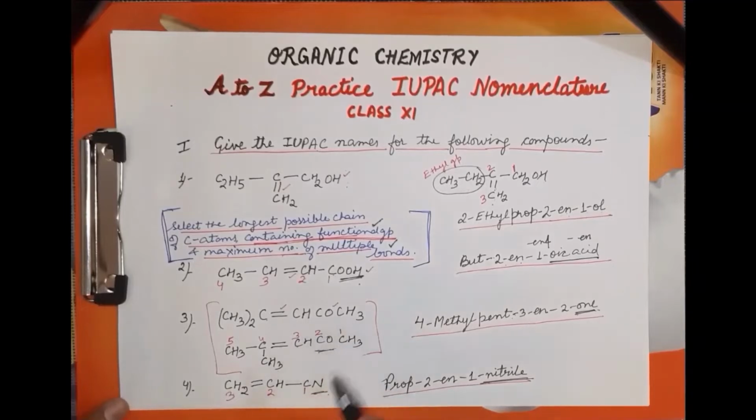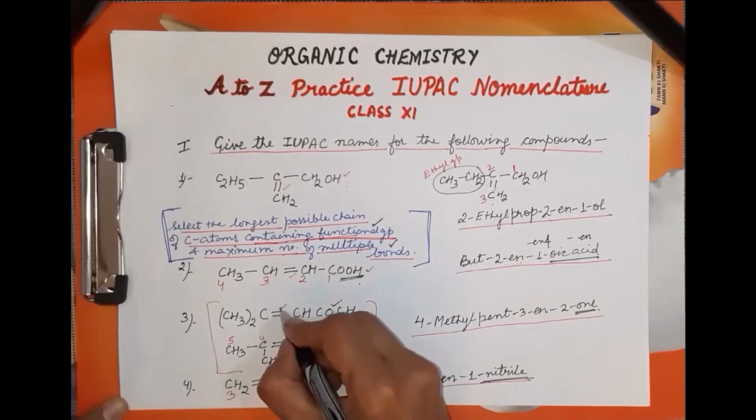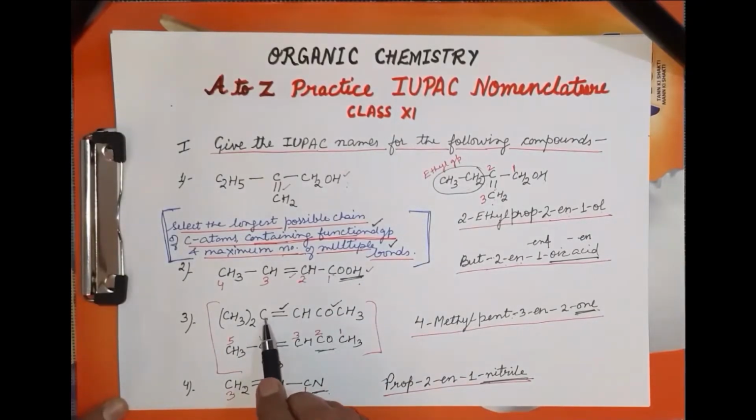Then the next example. It has this ketonic functional group and this double bond. But here this carbon has two CH3 groups attached to it, so we can write it in a simplified way. Here I have written it like this. This portion is the same, and this carbon I have written having one CH3 group, and this is the second CH3 group. Numbering we will start from right to left, because then this functional group will get the lower number. So 1, 2, 3, 4, 5.